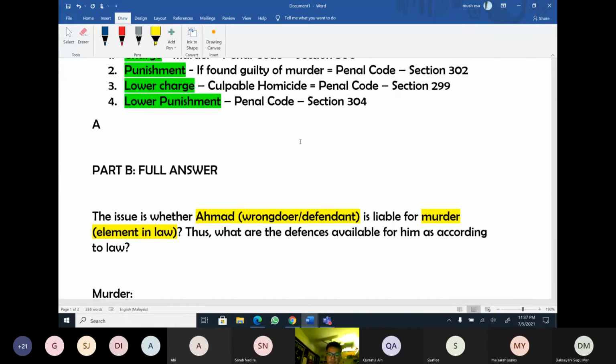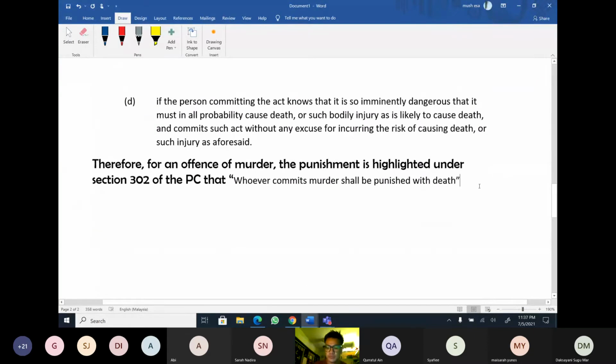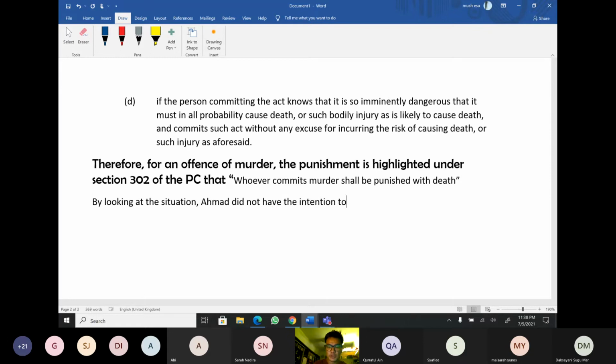Okay, then you kena ada application. Okay, application ni macam nak buat. Let's say kita discuss pasal part 1 dulu, murder. Buat pula application dia. By looking at the facts, Ahmad did not have the intention to stab Abu. However, his condition, probably under stress and worry of losing his wife.